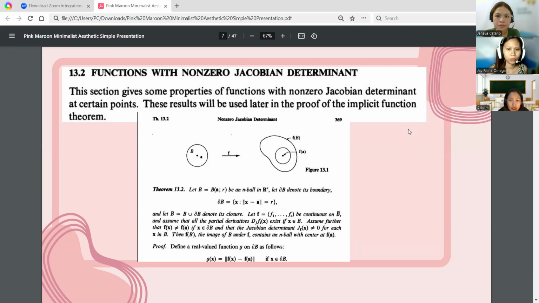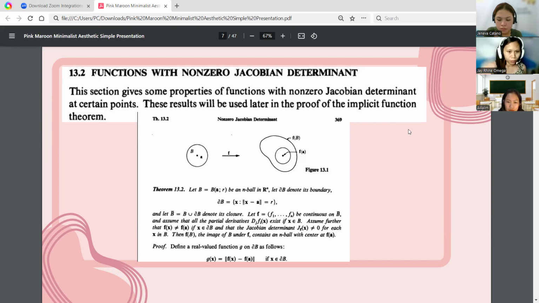Okay, now let's proceed to 13.2, functions with non-zero Jacobian determinant. This section gives some properties of functions with non-zero Jacobian determinant at certain points. This result will be used later in the proof of the implicit function theorem. As we can see here, we have figures. That's the example of a non-zero Jacobian determinant.